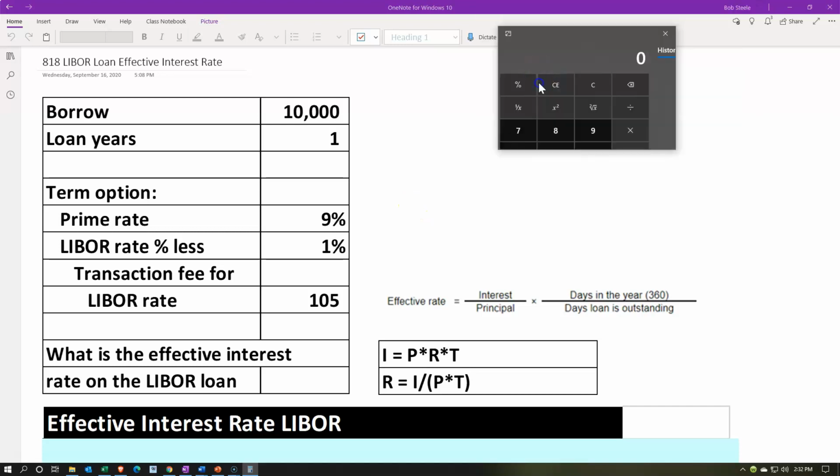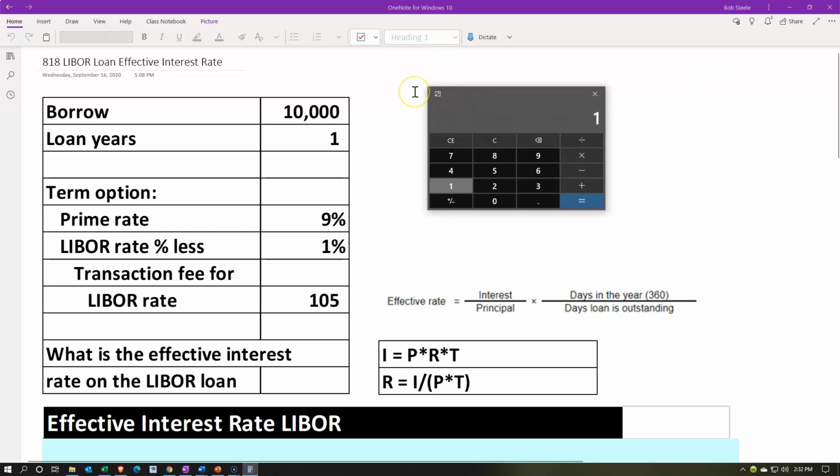So we could take out the loan at 9%, and that would be our normal process. If I got the $10,000 loan for 1 year, what's going to be the cost of that loan? Well, I multiply times 9%, 0.09 times the T, so P times R times T. T would just be 1 because it's 12 months over 12 months, or 360 over 360. That's just going to be the 900. So it would cost me $900.